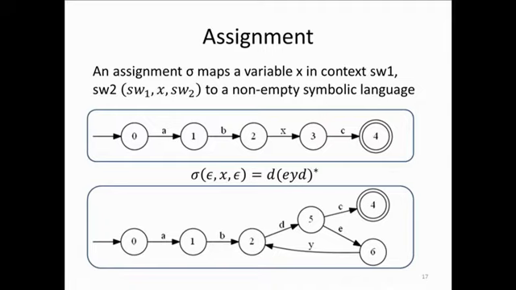And now we have assignments, because we can't talk about variables and not talk about what we're going to assign into them. An assignment is going to map a non-empty symbolic language, not necessarily concrete, could be symbolic, into a variable. So for instance, we have this DSA, and we want to map d E Y D star into x. So we basically take the little automaton for what we're assigning and stick it instead of the variable.